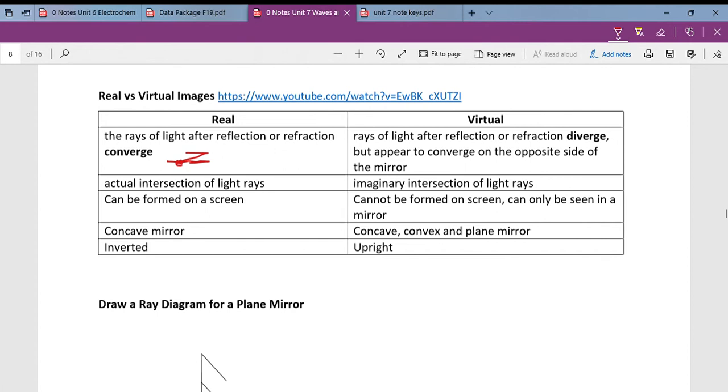Versus a virtual image is when we get this diverging of reflected rays, but they appear to converge on the opposite side. So you get this imaginary intersection of light rays. It's not actually happening. The light rays aren't going through the mirror, but we are forming an image behind the mirror. You can't form it on a screen. You can only see it in the mirror. Concave, convex, and plane mirrors always can form virtual images, and they're always going to be upright. They're going to be the same as the image that you are taking a reflection of.